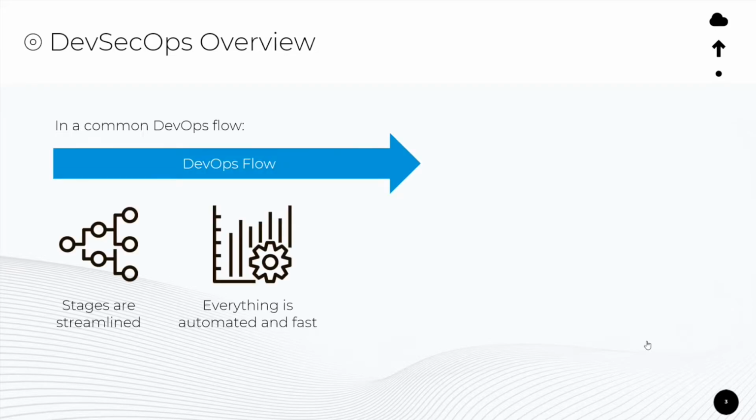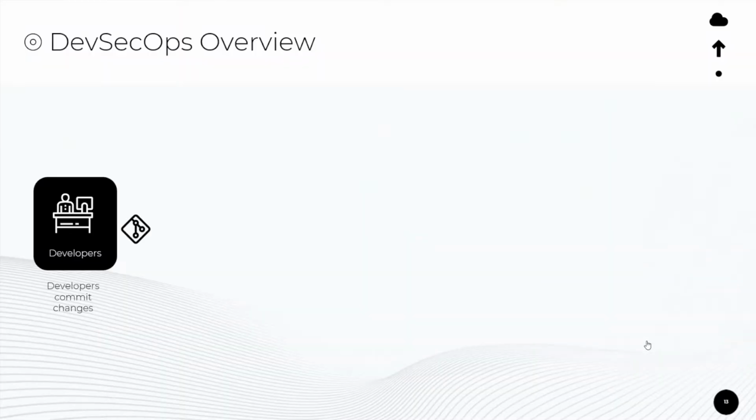In a common DevOps flow, you have all the stages streamlined. You have everything automated, starting from the commit stage to build to deployment and testing. You already have the best methodologies, tools and technologies as part of your DevOps process in your organization. So everything is streamlined.